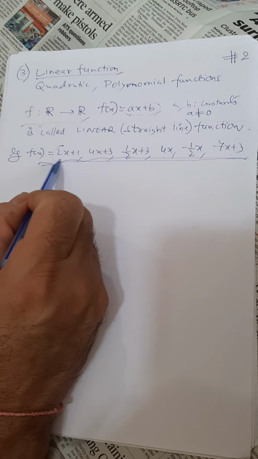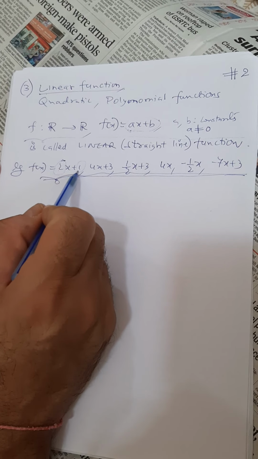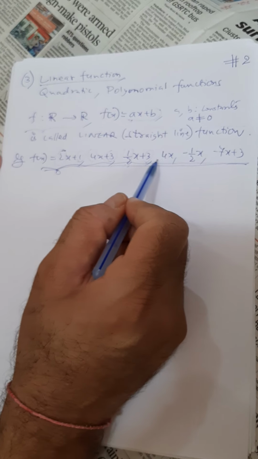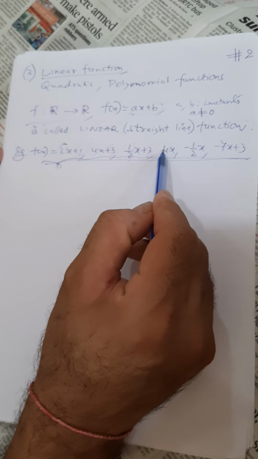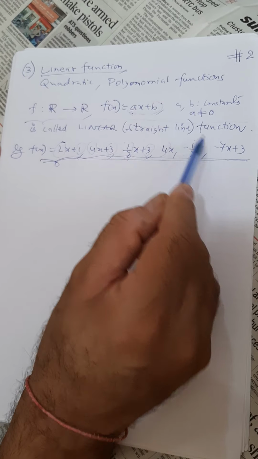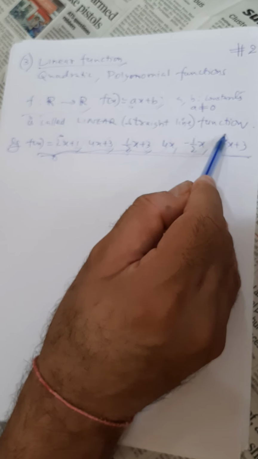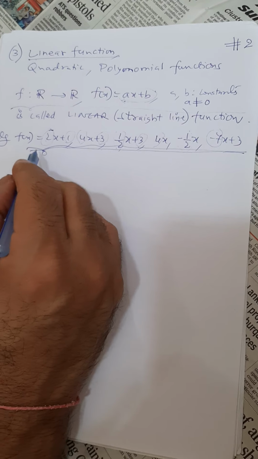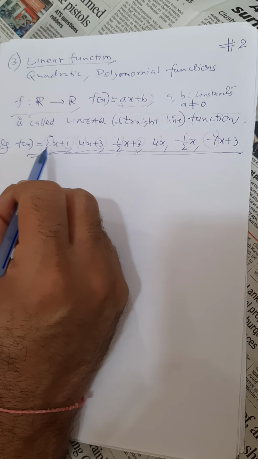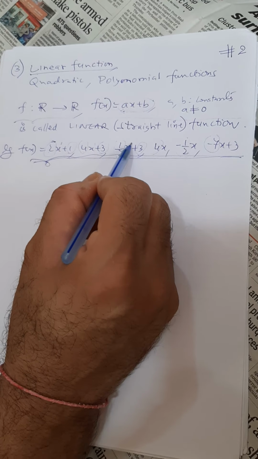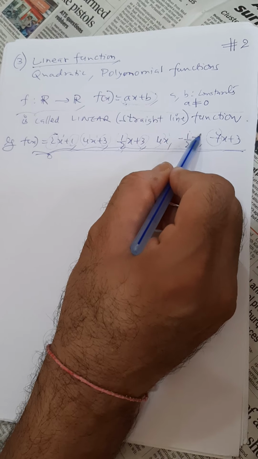Here a is 1, b is 1; a is 2, b is 1; a is 4, b is 3; a is 1 by 2, b is 3; a is 4, b is 0; a is minus 1 by 2, b is 0; a is minus 7, b is 3. So I've just chosen different values of a and b, remember. What important thing you notice is here everywhere the power of variable x is 1. You see, the exponent of x is 1.